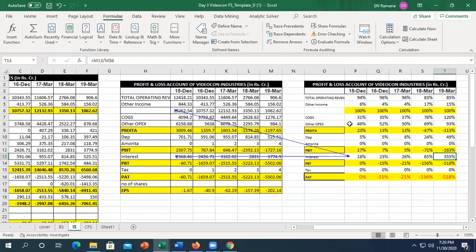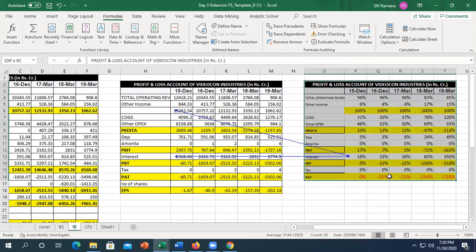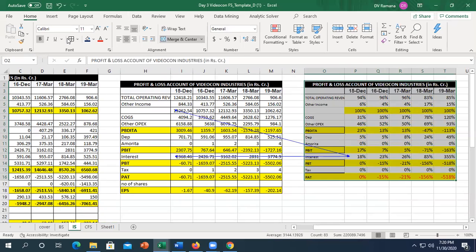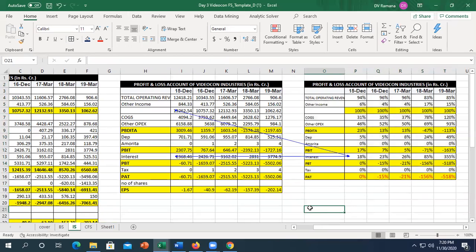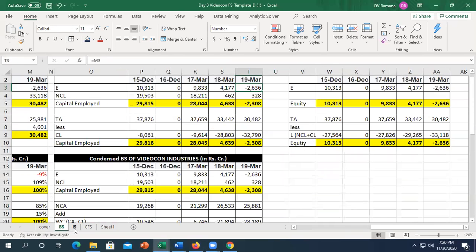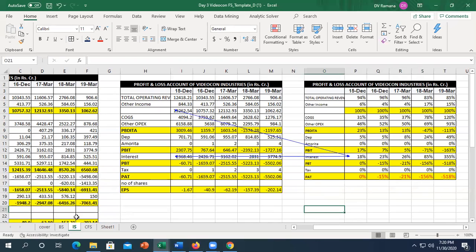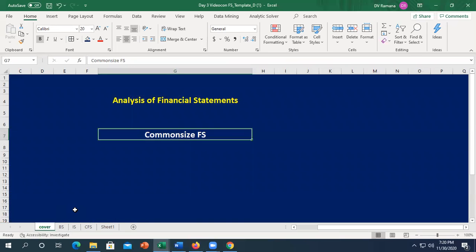So a common size statement can actually tell us which item is responsible for the loss. Whether it is a common size balance sheet or a common size income statement, they enable us to get a fairly larger picture about the company as a whole. The common size statement can be used to undertake an intra-company analysis, and can also be used to undertake an intercompany analysis. What does that mean?